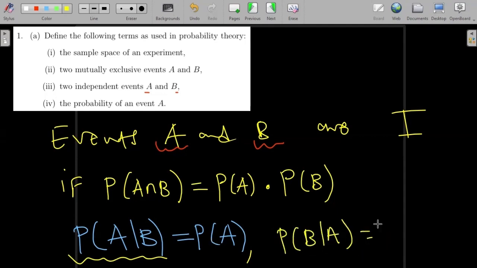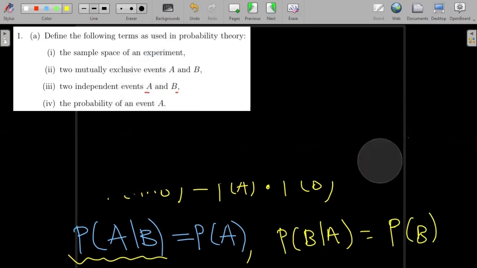Okay, so can we guess what it would be equal to? It will be equal to the probability of what? B. So if the probability of the event B given A is equal to the probability of the event B, then we're going to say A and B are what? Are independent. Okay, we're going to say A and B are independent.